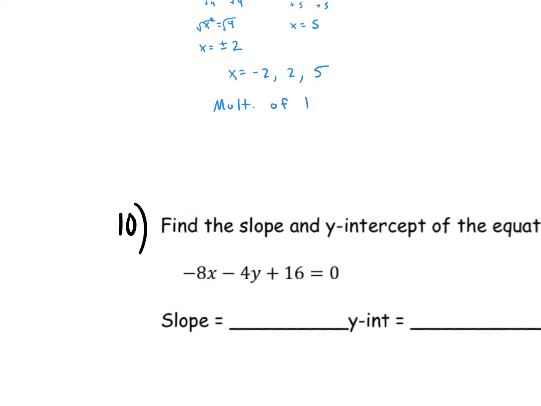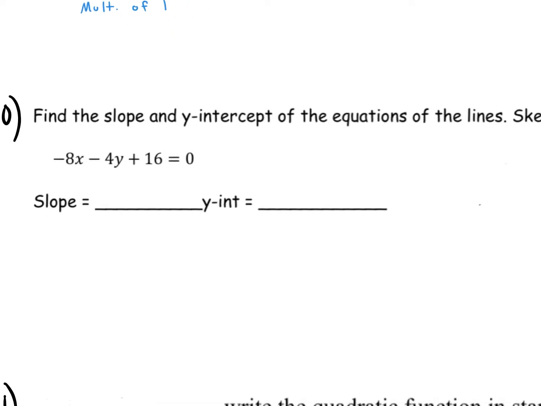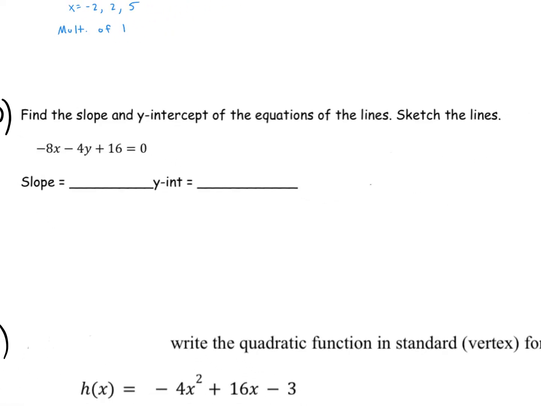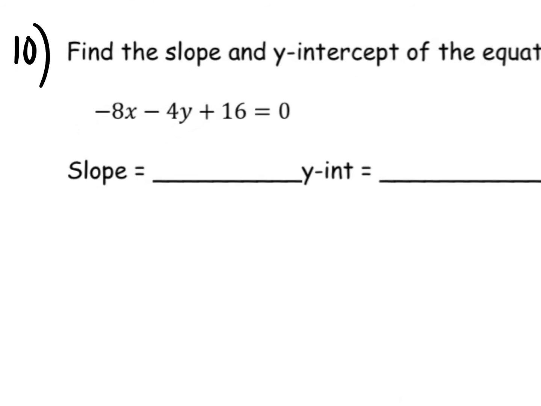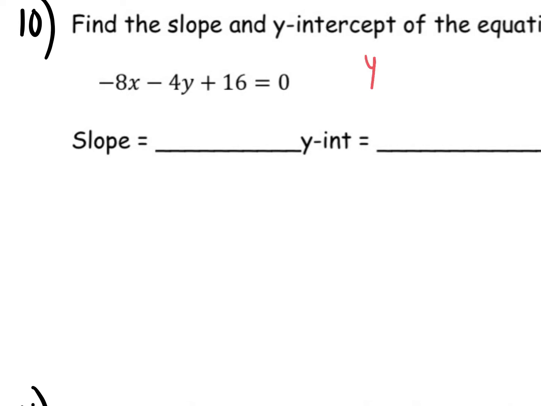All right, let's look at number 10. So you have to find the slope and y-intercept of the equations of the lines. So I have an equation. I want this to be in y equals mx plus b form. That way I can clearly see that my slope is my m and my y-intercept is my b. So all I have to do is rearrange this equation. So what should I do first to get it into y equals mx plus b form? You have to subtract the 16 on both sides, then add an 8x on both. Awesome. I'm going to add 8x and subtract 16 on both sides.